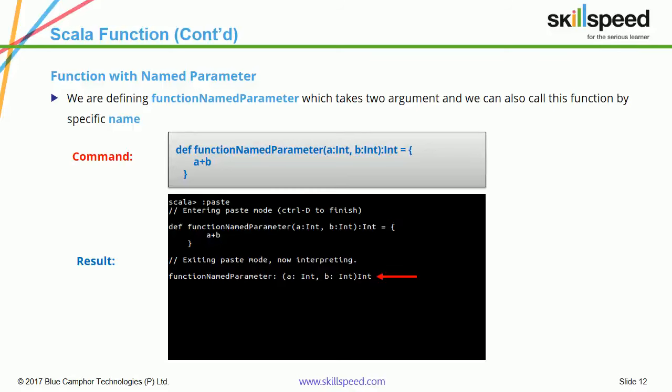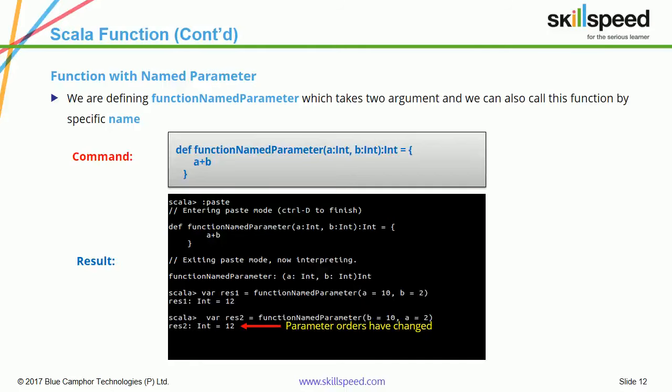So once you define the function, you can see that I'm typing function name parameters a equal to 10, b equal to 2. This means I'm specifically passing the value of a as 10 and b as 2, and I get a value of 12. Now you can change the parameters as b equal to 10 and a equal to 2, and still it prints 12. Or if you just mention 10, 2, it's going to take it in the default order. That means 10 is going to be a, 2 is going to be b, and the sum 12 will be printed.